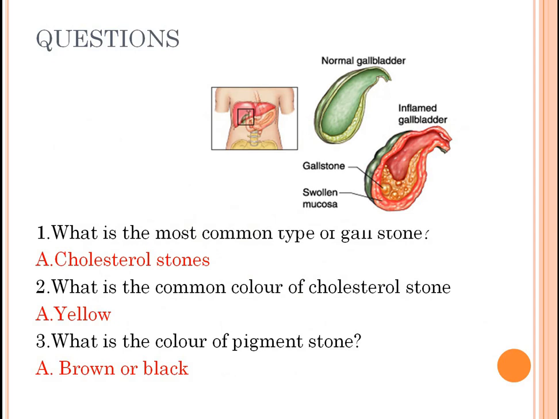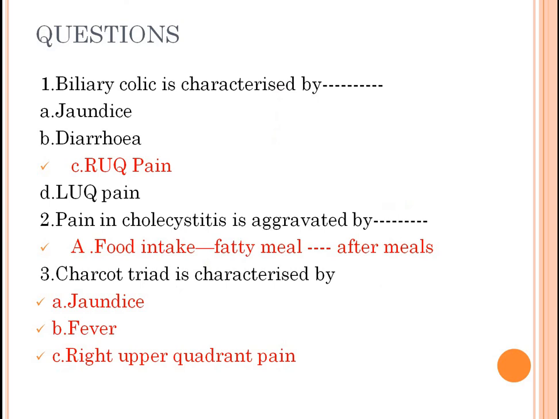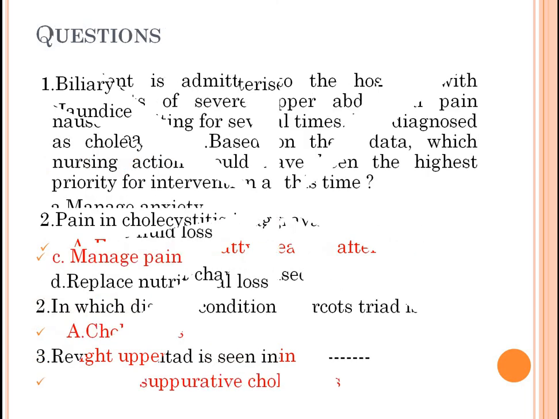Another question: what is the most common type of gallstone? Cholesterol stone. What is the common color of cholesterol stone? Yellow. What is the color of pigment stone? Brown or black. Biliary colic is characterized by right upper quadrant pain. Pain in cholecystitis is aggravated by food intake, that is, after a fatty meal. Charcot triad is characterized by jaundice, fever, right upper quadrant pain.